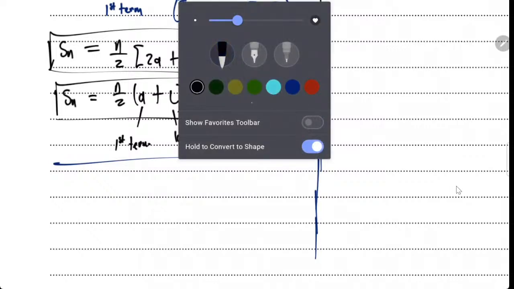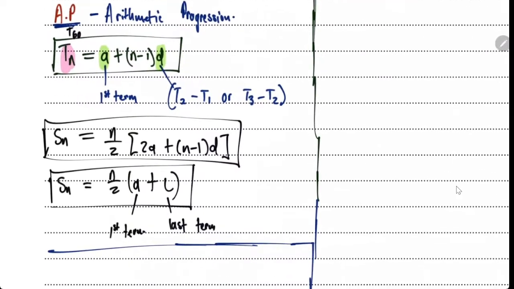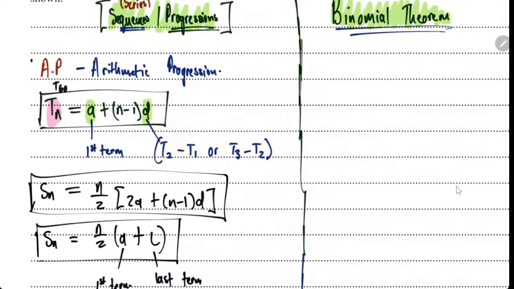So now the other thing we're doing is GP. So for AP, we are done. Have you seen all the formulas? So there should be nothing for AP we are not able to do.